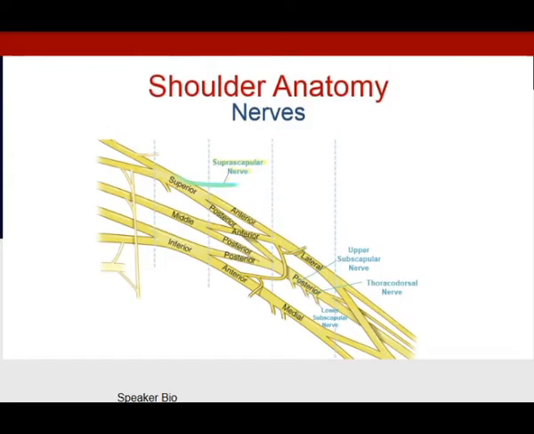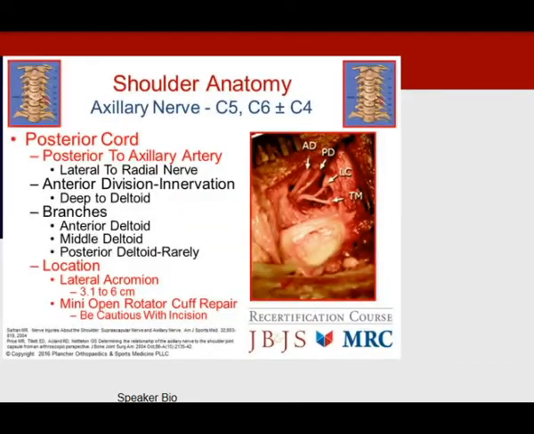The brachial plexus is an important structure, and I'd just like to highlight a few of the nerves that are talked about more often than not in a recertification course. Here you can remember that the axillary nerve is off the posterior cord. It's posterior to the axillary artery, and that's why it's not affected as much in a traumatic knife wound.